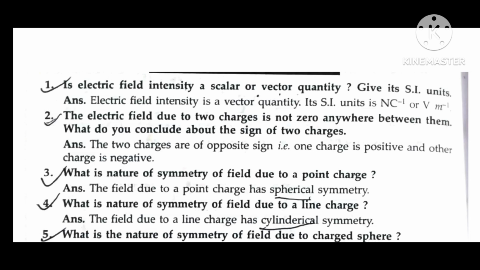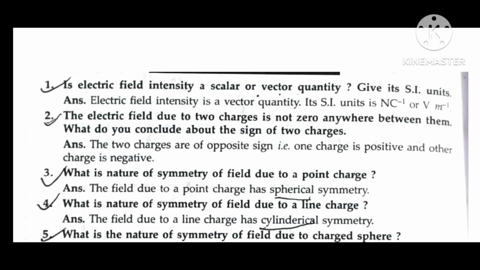The electric field due to two charges is not zero anywhere between them. What do you conclude about the sign of two charges? The two charges are of opposite sign. That is, one charge is positive and the other charge is negative.